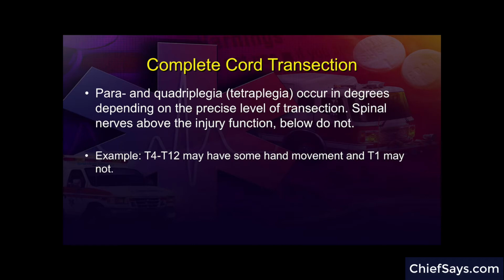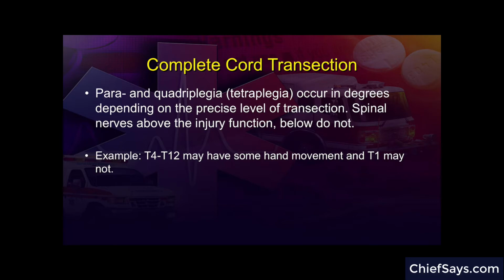When we describe terms like para and quadriplegia, this describes how many of their extremities they're able to sense and move. And they can occur in different degrees of severity, where maybe there's partial sensation or partial movement, or absolutely none. And this is, again, dependent on where the injury is in relation to the branching of those spinal nerves.